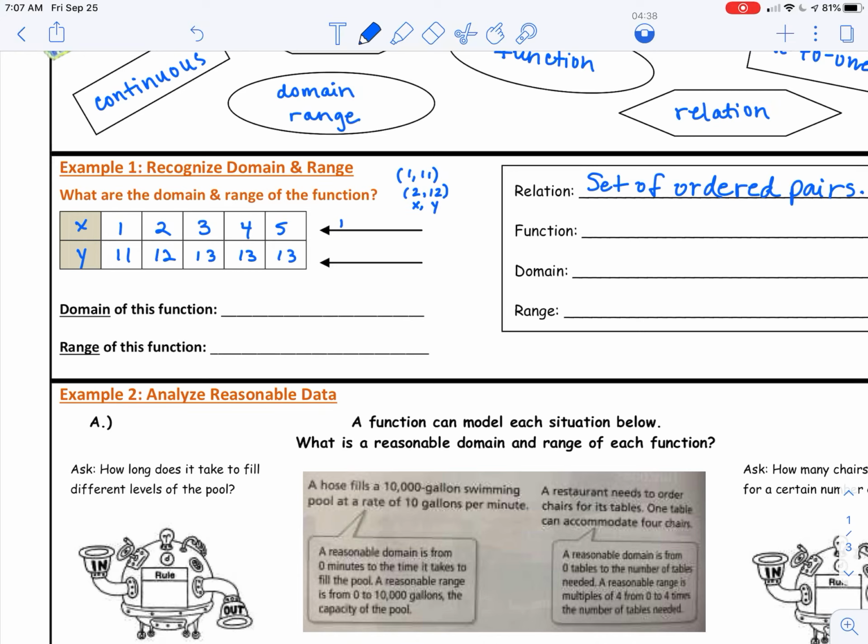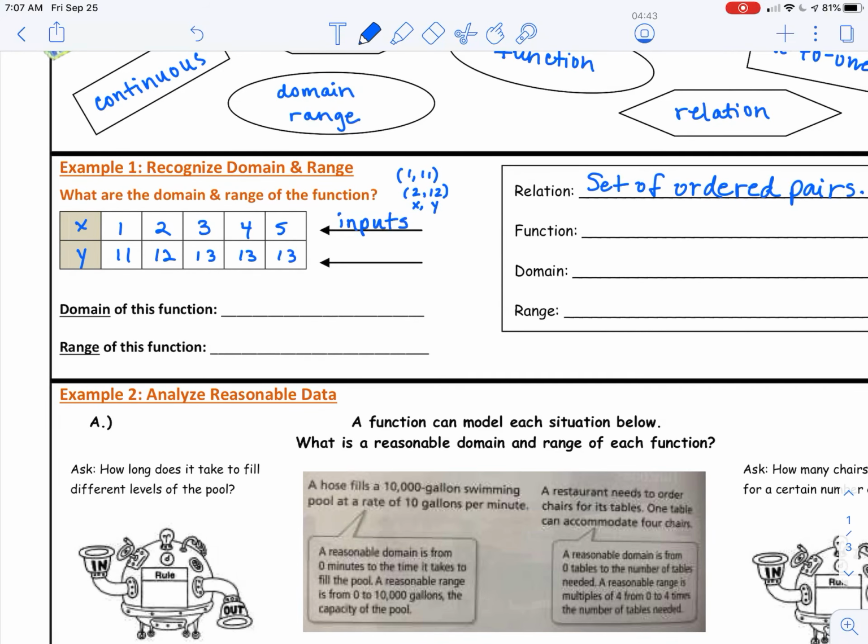So what you're doing, your x's are always your inputs in a function, and then it spits out of the machine your outputs. Inputs and outputs. A function is simply a relation. Now remember, all of these numbers in this chart that you see listed out here, this is called a relation. It's simply a set of ordered pairs.